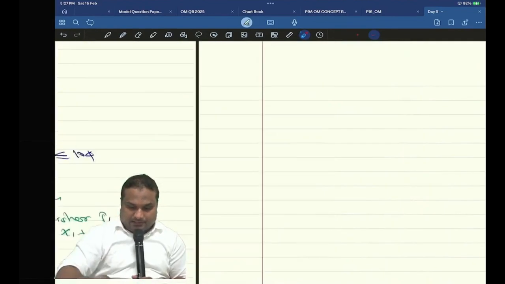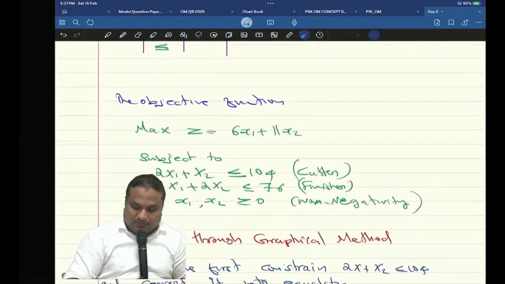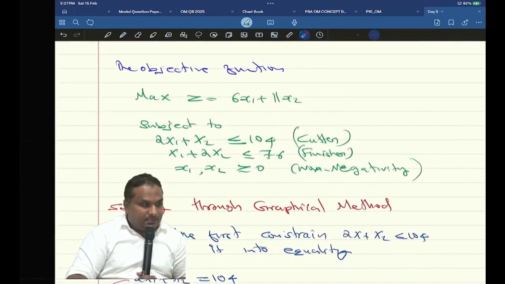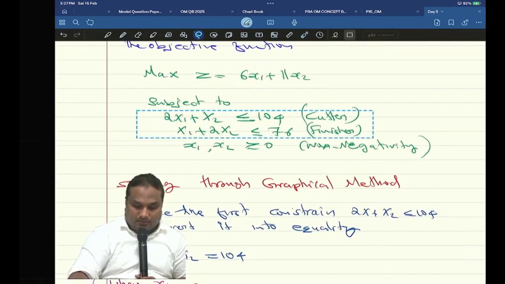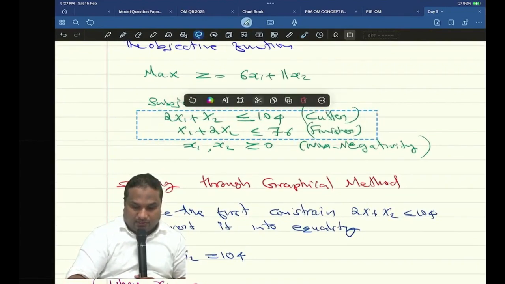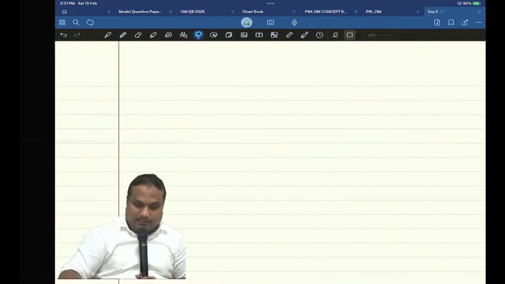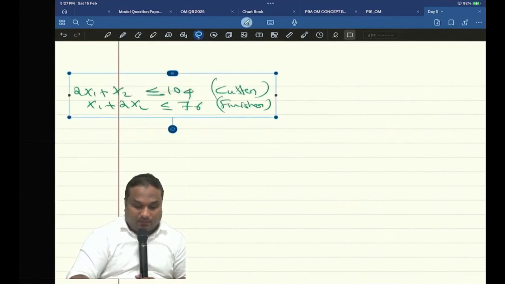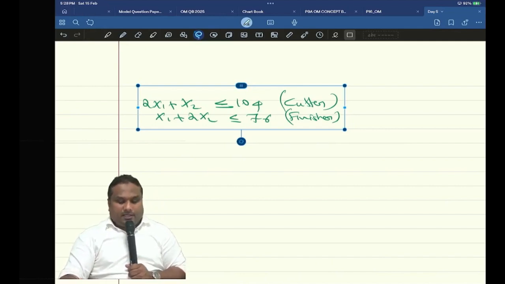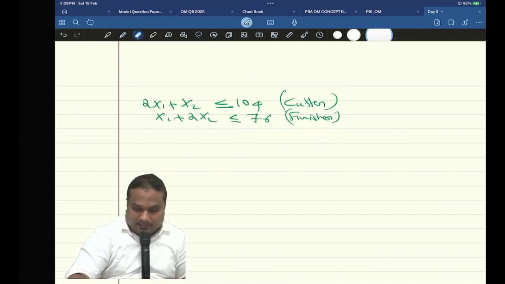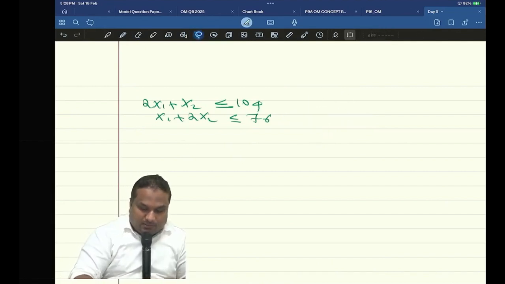First, our equations are 2x1 plus x2 less than or equal to 104, and x1 plus 2x2 less than or equal to 76. I am just taking these two equations. Let's solve how to get x1 is 44 and x2 is 16. After that I will tell you the interpretation. Also, I am solving this question in MS Excel.